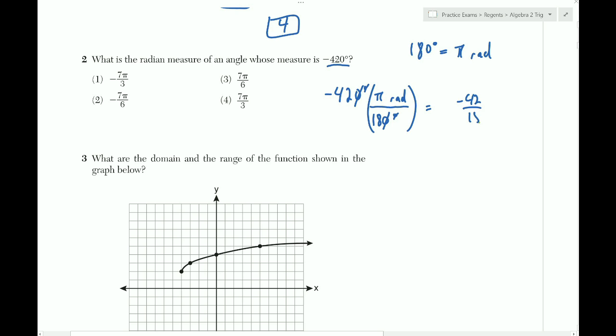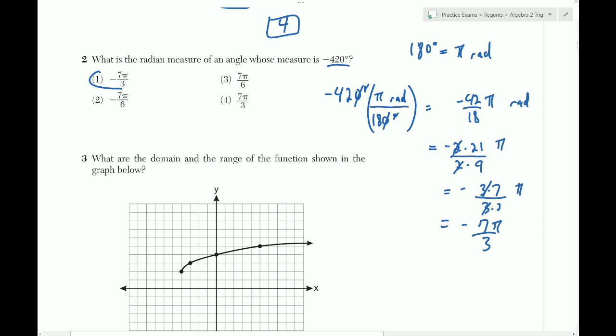Now we just have to reduce. So 42 over 18, they both have a 2 in them. So we can do 2 times 21 over 2 times 9. We still have pi along with a negative sign. The 2's cancel out. And 21 and 9 both have 3's in them. So we can make 21 3 times 7, and 9 becomes 3 times 3. Now the 3's cancel out again, so we get negative 7 pi over 3. Answer choice 1.